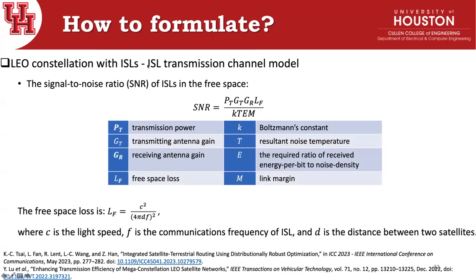For the inter-satellite link transmission channel models, we can have this signal-to-noise ratio in free space: P_T, G_T, G_R, L_F divided by k, T, and B. P_T is the transmission power, G_T and G_R are the transmitting and receiving antenna gains, and L_F is the free space loss defined here. And k, T, B are constants or definitions listed here. I think this one is very important. This free space loss is defined like this, where c is the light speed, f is the communication frequency, and d is the distance between two satellites.